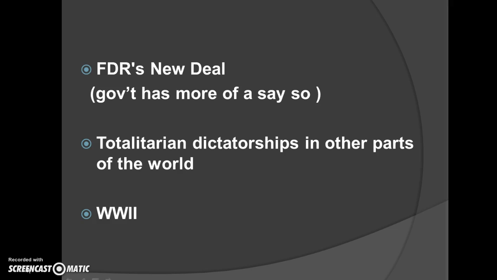Now, a bigger overarching consequence of the Great Depression and effect is the rise of totalitarian dictatorships in other parts of the world, where the government didn't have a plan or the resources to help their people out. So people listen to extreme ideas from extreme people just so they could feed their family. And in turn, this will lead to World War II, and we'll talk about those connections later on.